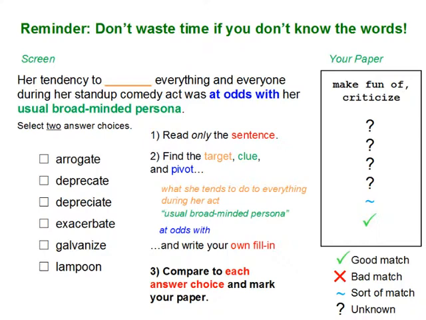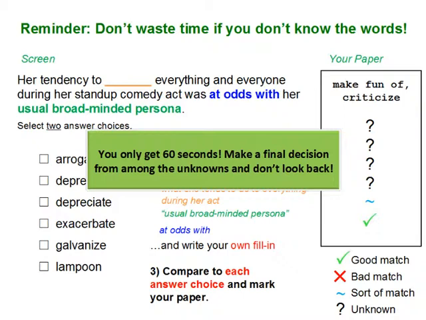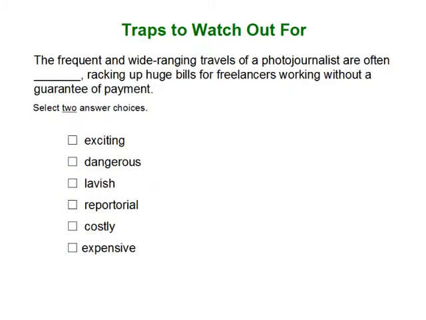And the takeaway is the same as it was last week when I gave you a similar example. You have 60 seconds. That's it. So make your decision and move on. Choose lampoon and one other one and just keep cruising. Keep going. Don't waste your time here. Of course, the actual correct answer in this instance would be deprecate.